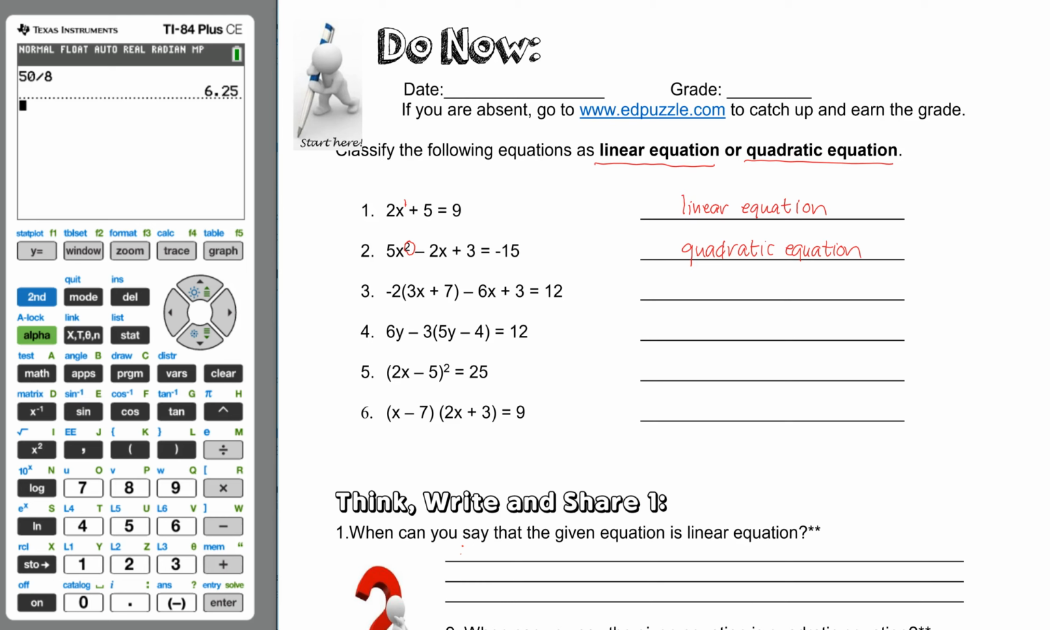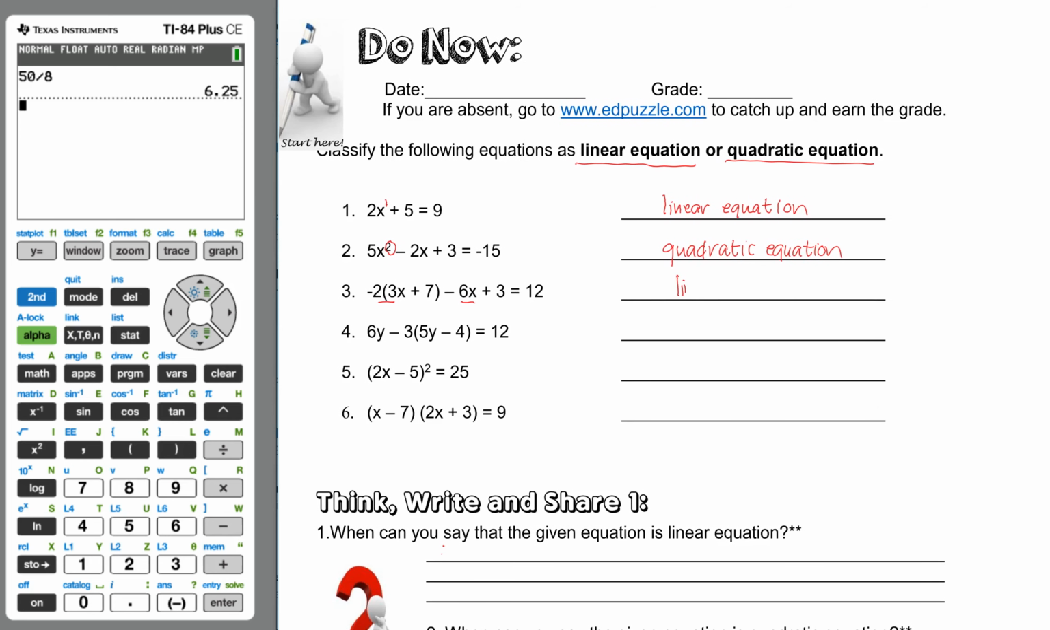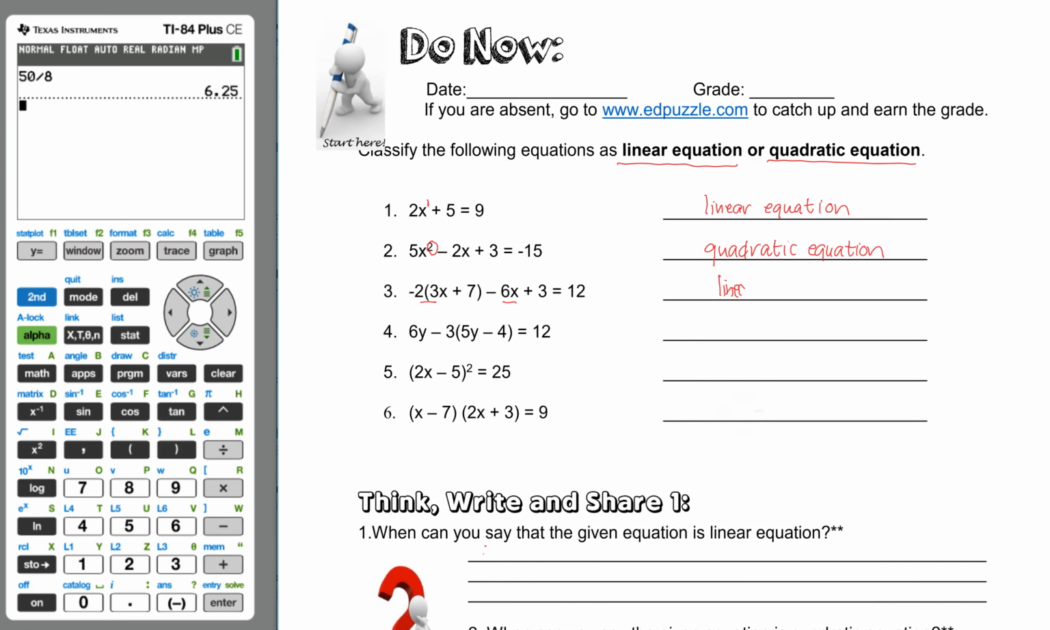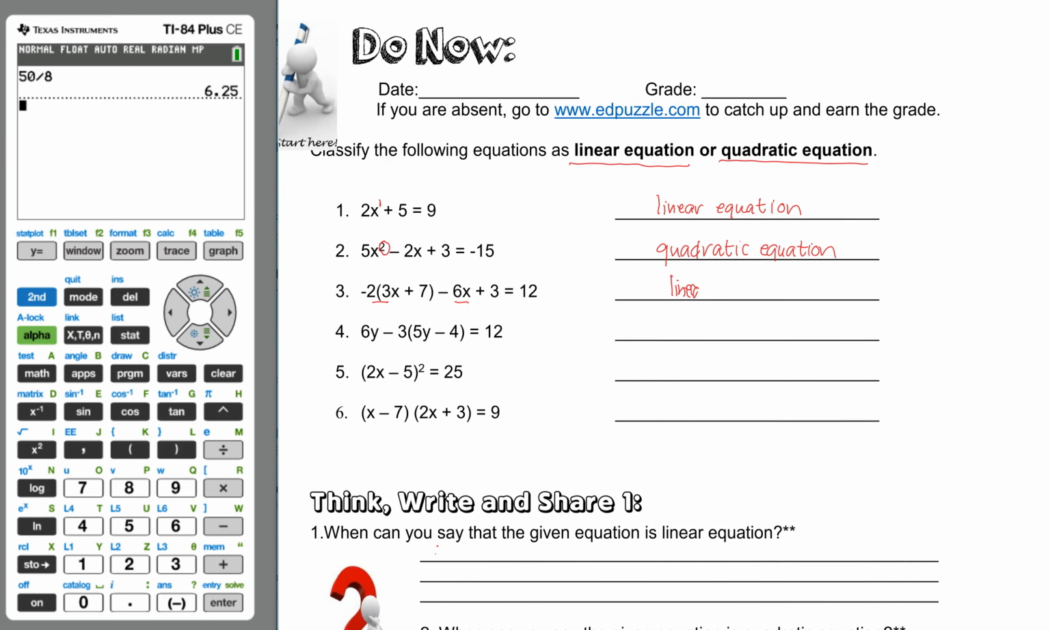For number 3, you have here negative 2 times 3x plus 7 minus 6x plus 3 equals 12. Now here, the exponent of the variable is just equal to 1. Even if I simplify negative 2 and 3x and combine this, I will still have an exponent 1. So I would say that this one is also a linear equation.